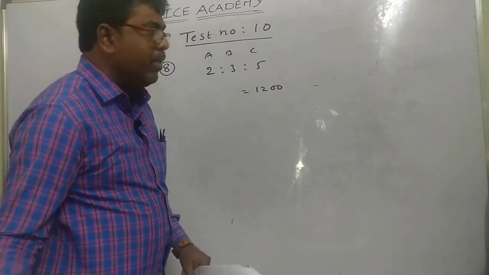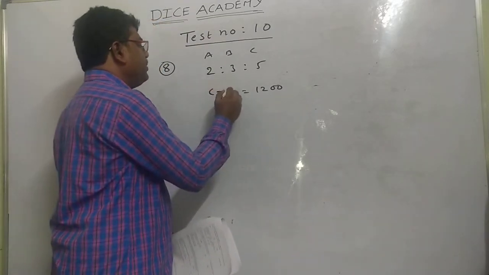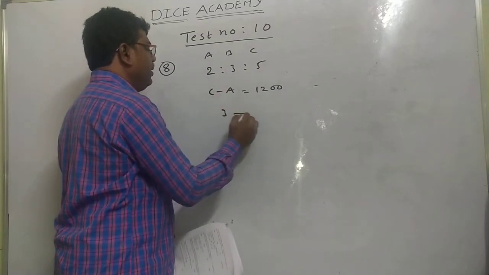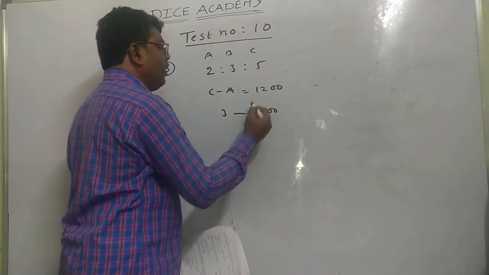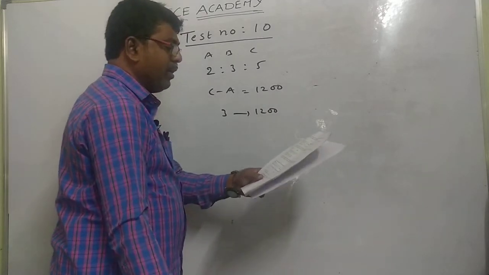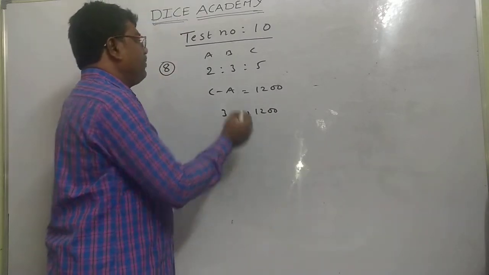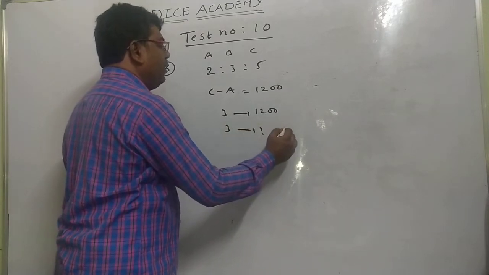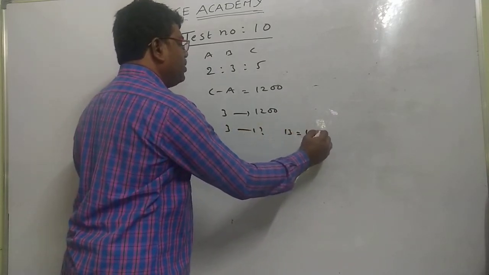C minus A means 5 minus 2, which is 3 parts. 3 parts value is equal to 1200. Now he is asking what is the salary of B. B is also 3 parts. Therefore, B's monthly salary is 1200.